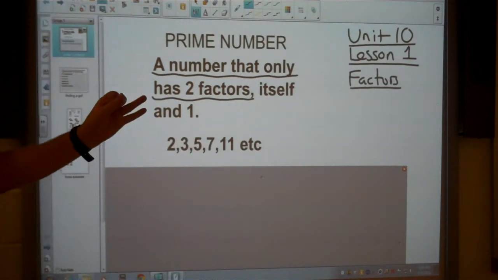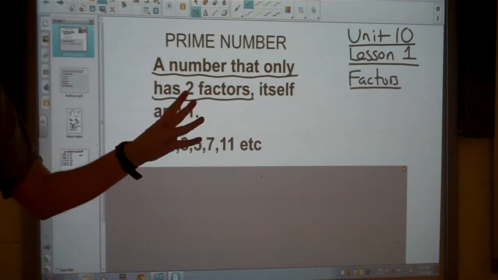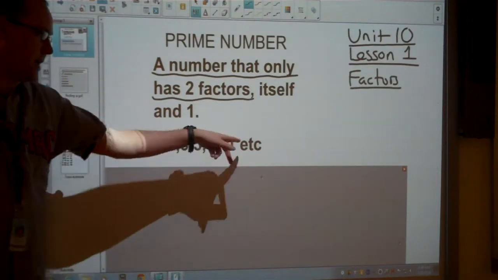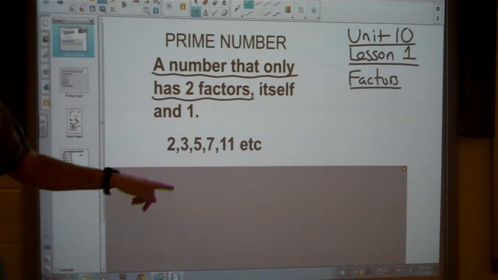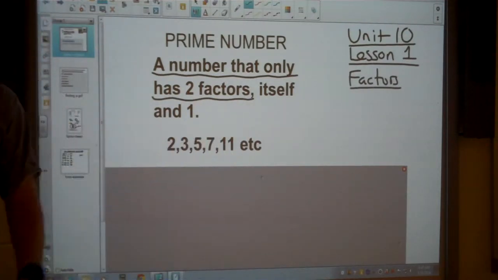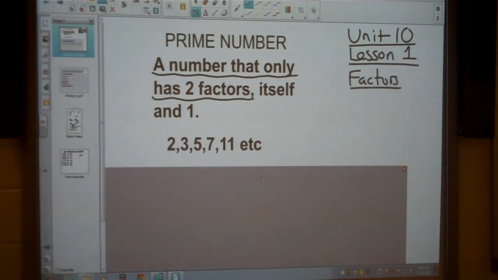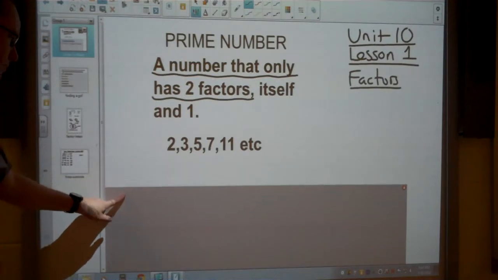6: 1, 2, 3, 6. So more than 2 factors. If we're going to carry on to try and find the next one, 12 clearly doesn't work: 1, 2, 3 and a lot more. 13 does work because the only numbers that divide into 13 are 1 and 13.